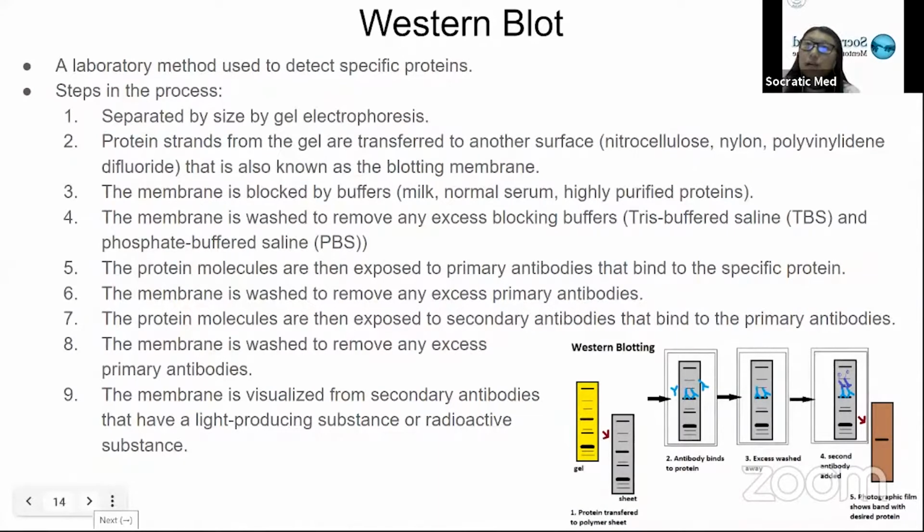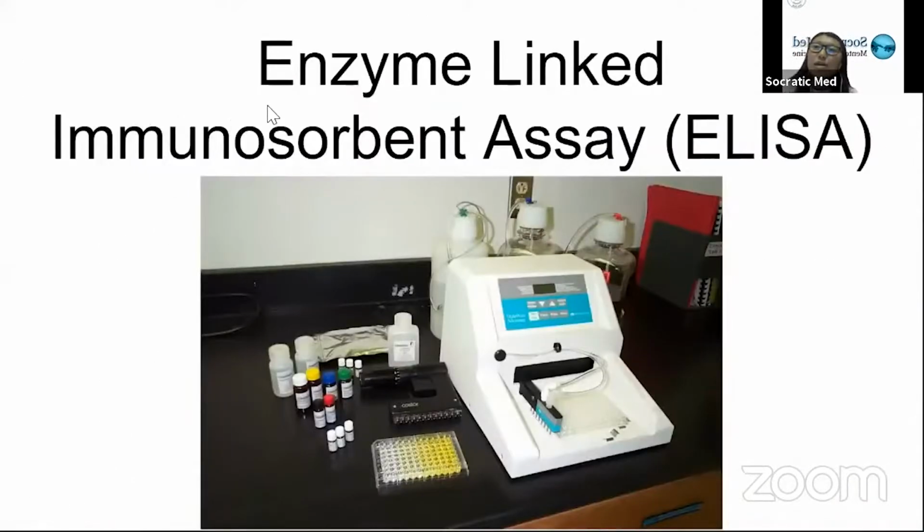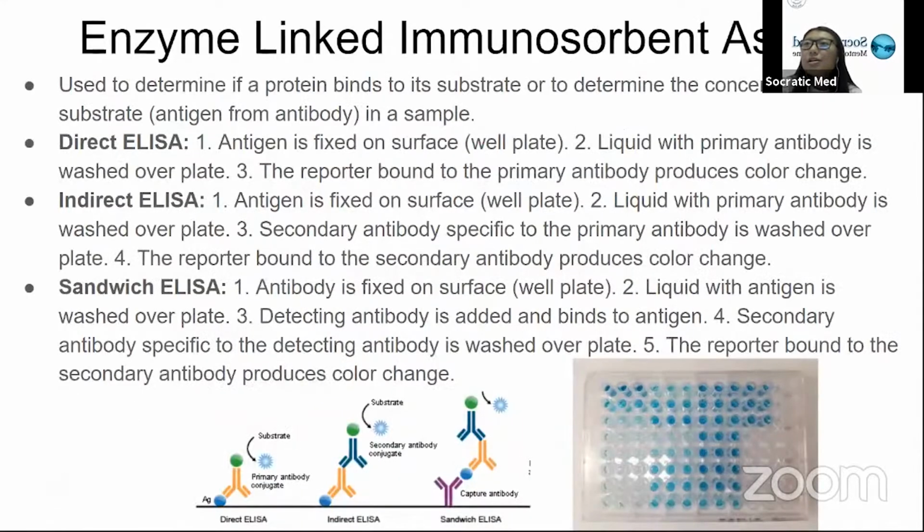So after the blotting techniques, I'm going to go into enzyme-linked immunosorbent assays, or ELISAs, because I would say it's a similar theme to what we just learned about Western blotting in relation to proteins. ELISAs are usually used to determine if a protein binds to its substrate, or to determine the concentration of the substrate.